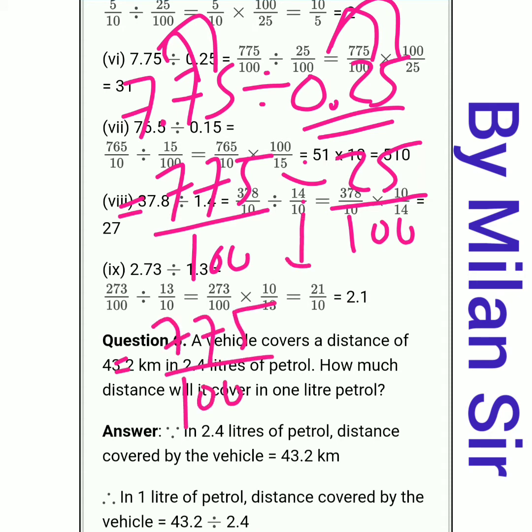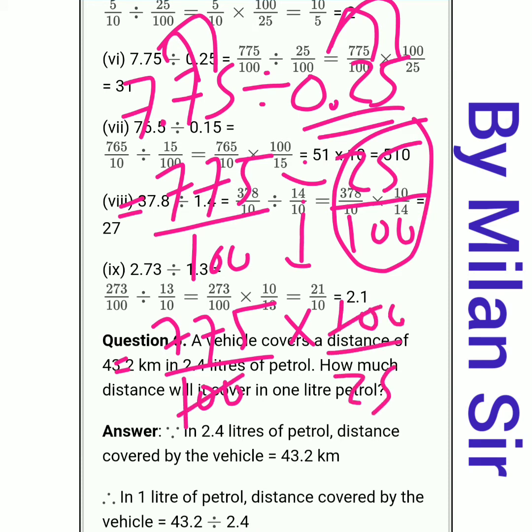Now we can convert this division into multiplication, and for that we need to take the reciprocal of our second number, so it becomes 100 by 25. Then we can cut this 100. And 775 divided by 25 is 31. So only 31 is there, so our answer is 31.